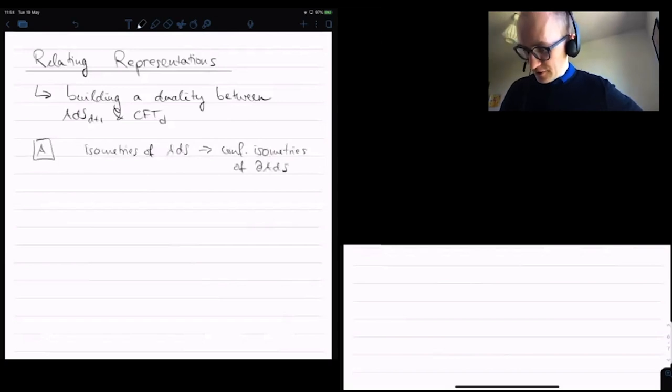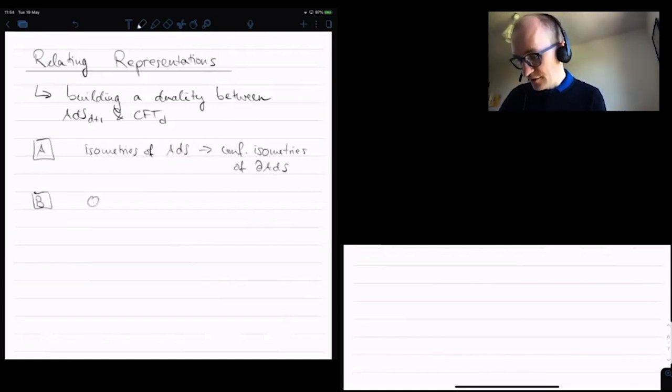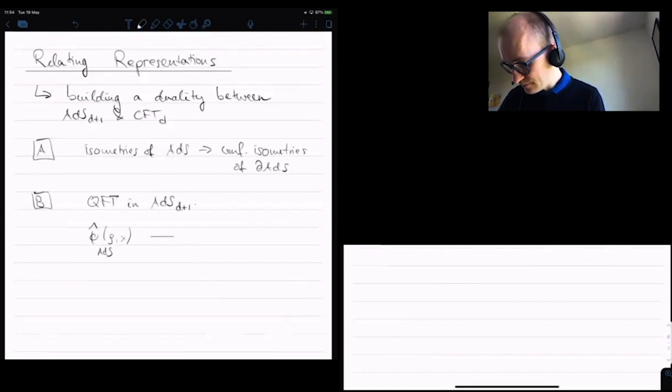And the second one, which is more non-trivial in some sense, says that if we define some effective field theory in AdS, some QFT in AdS, then some bulk operator phi, some field that lives on AdS, can be associated, in a precise way, there's going to be a map, to an operator in this conformal field theory which lives on the boundary.